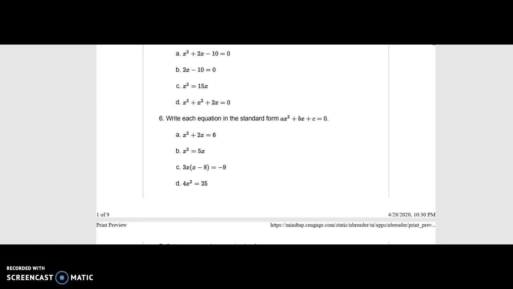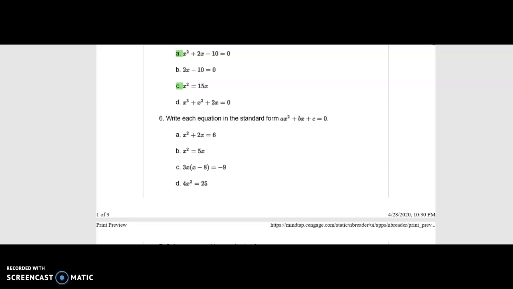So if you're looking at this example, which is from your textbook, A, B, C, and D, I want you to look for a minute and decide which of those are quadratic equations. If you said that the two quadratic equations are A and C, you're exactly correct. A has the highest degree of 2 and C has the highest degree of 2.